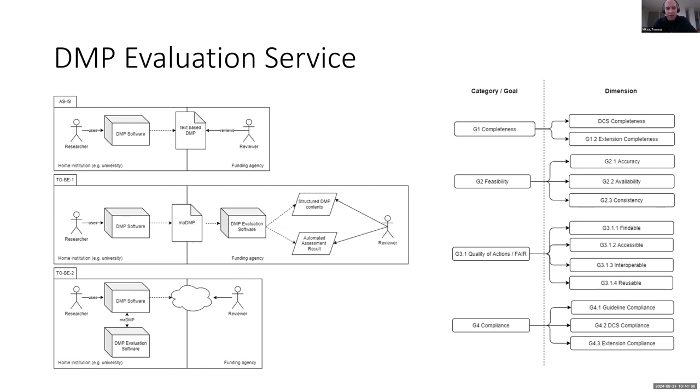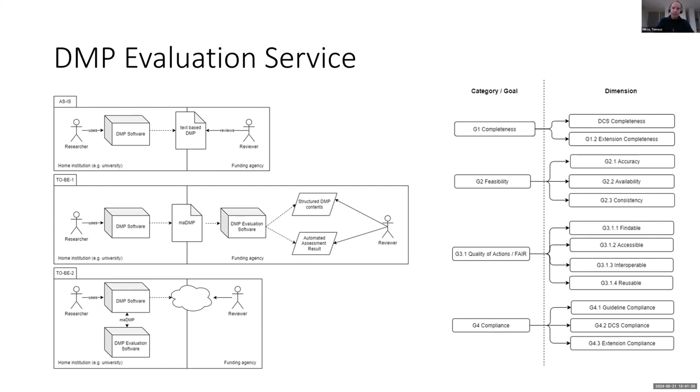And then we can also have some automated assessment result. So we don't have to ask the reviewer, for example, to check whether every DOI mentioned in the DMP actually exists. So this could be a situation at the end of the project where you're saying what you did in your project. So we could automate this link checking and checking, for example, if all these data sets have the CC BY license assigned as it was mandated by the funder. So this could be one scenario.